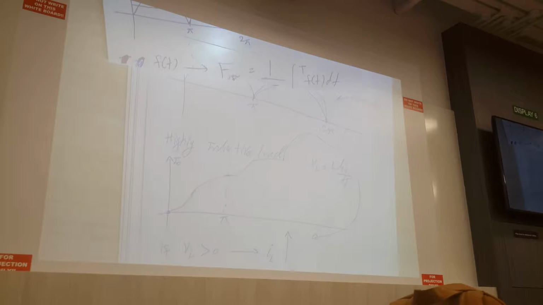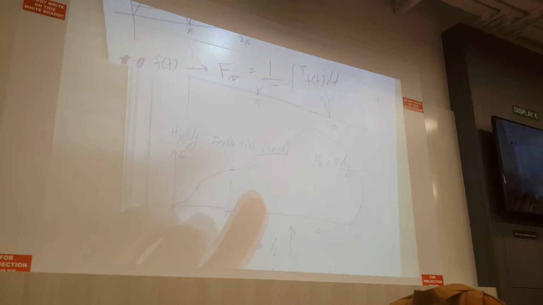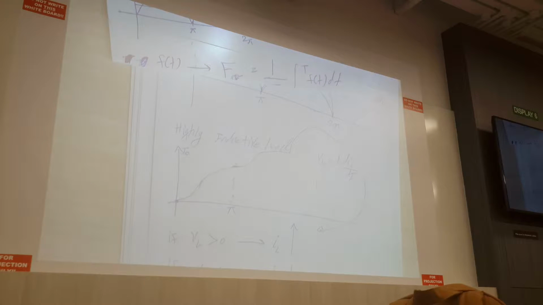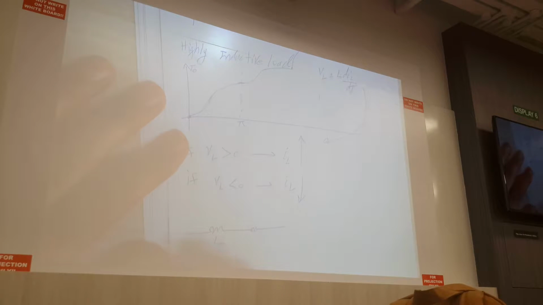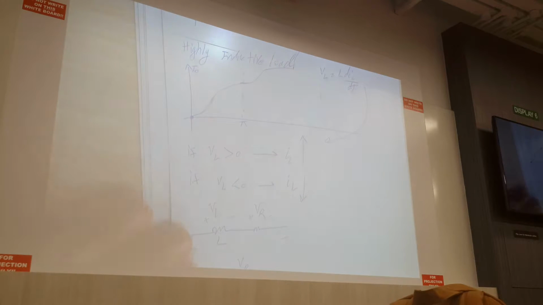Oh, what happened? Why did the current become infinite? I am assuming this for a purely inductive load. But if I have a resistance beside that, I have this inductor plus a small resistance. Here VO, here VL, here VR. Can you see?